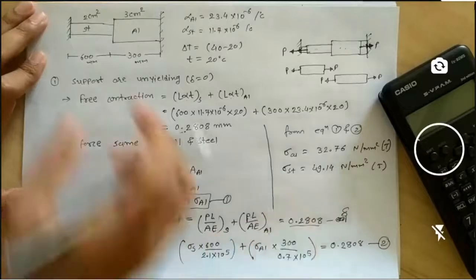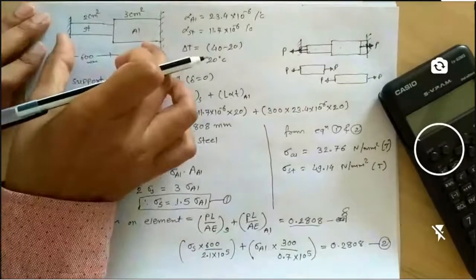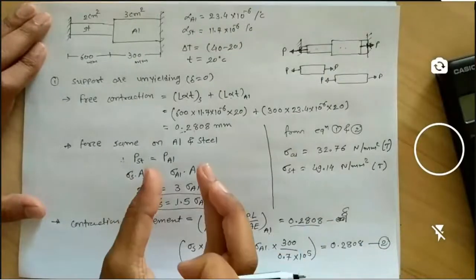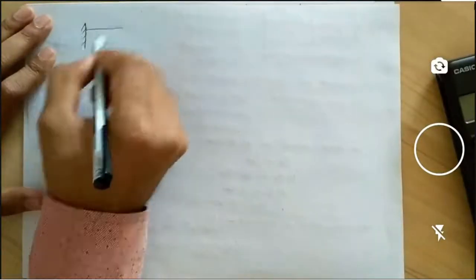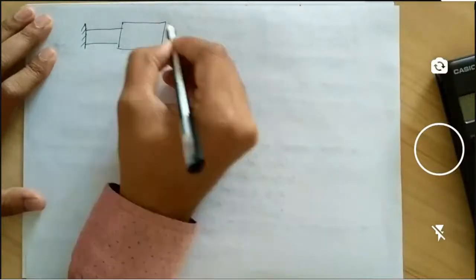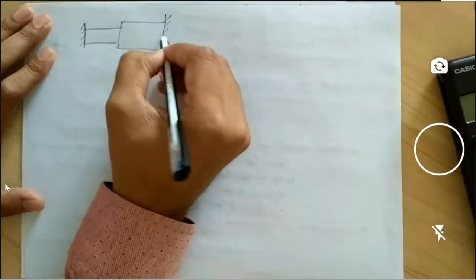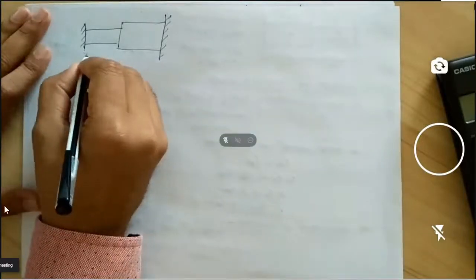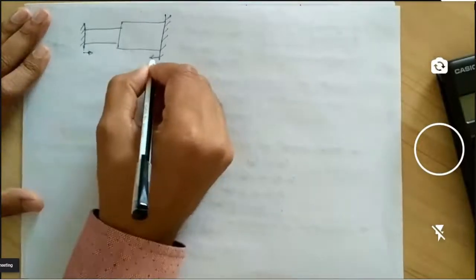So in the first case, the supports are as they are. Now in the second case, what is given? The supports come near to each other by 0.1 mm. Means this support moves near to the other, that is the delta.